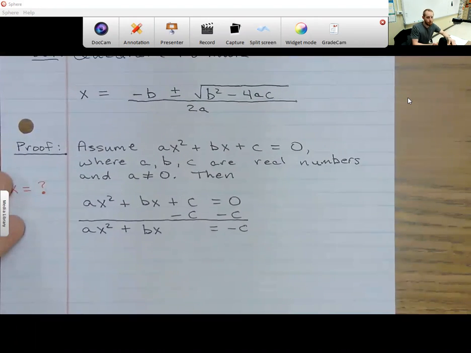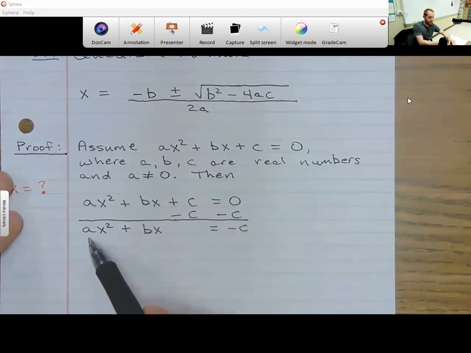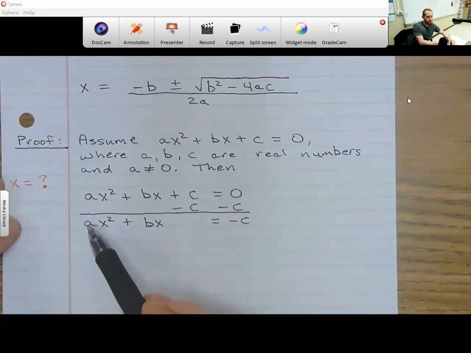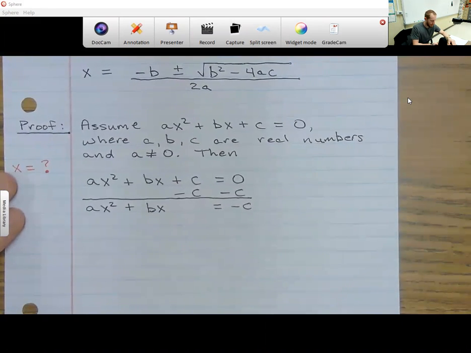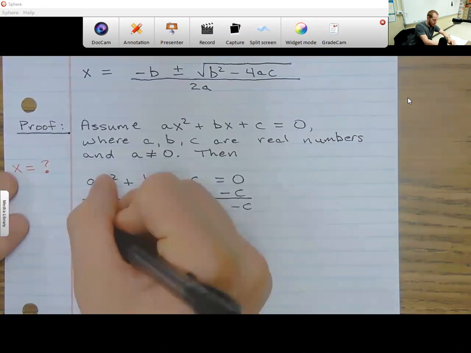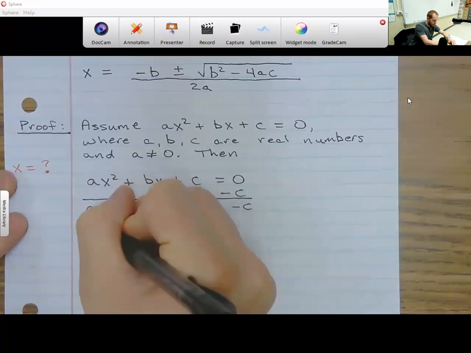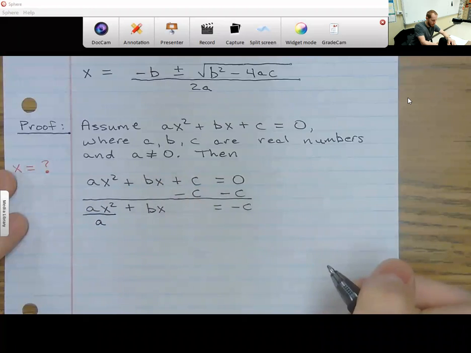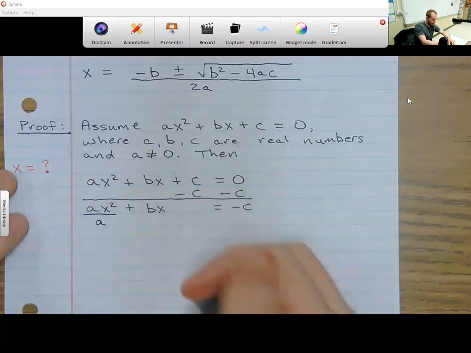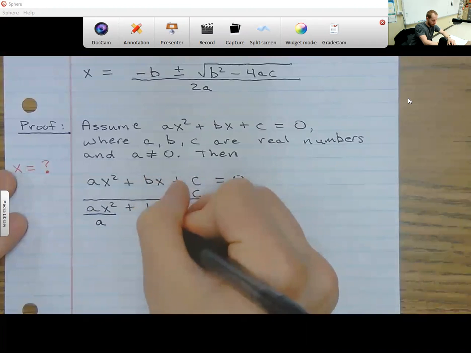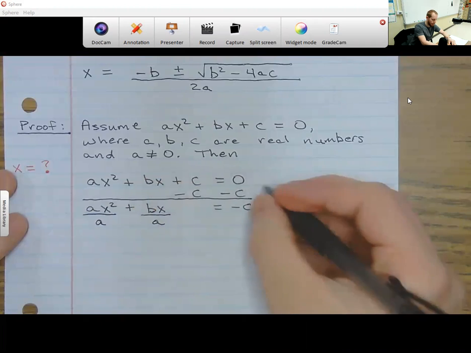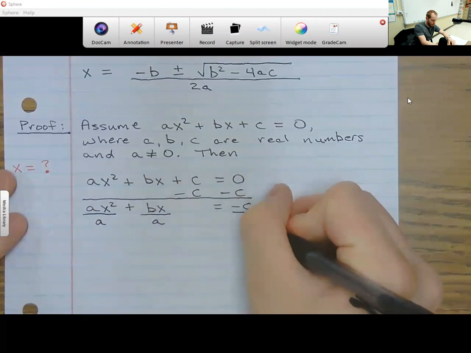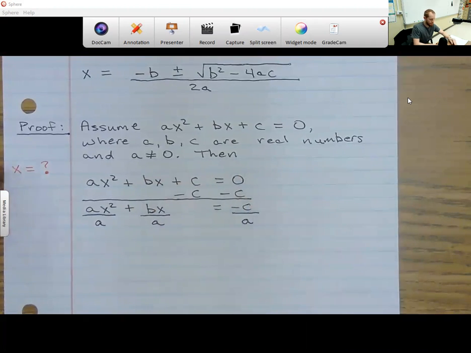So the next thing I'm going to do is divide everything by the leading coefficient. I'm going to divide everything by a. So if I divide everything by a, I'm going to have to divide this by a, but I'm also going to have to divide this by a, right? And then on this side, I'm going to have to divide this by a. So I'm dividing everything by a.